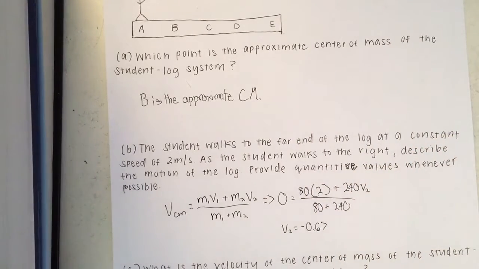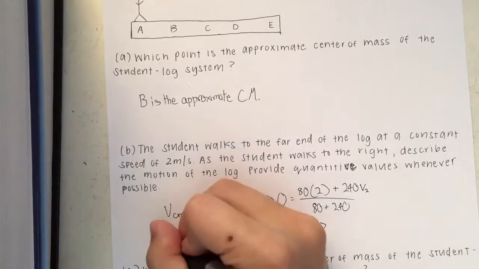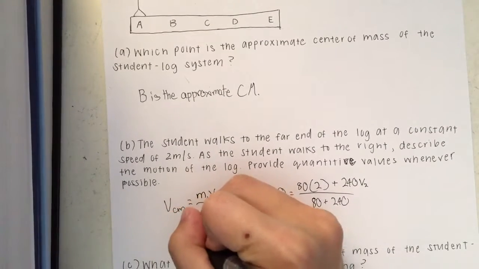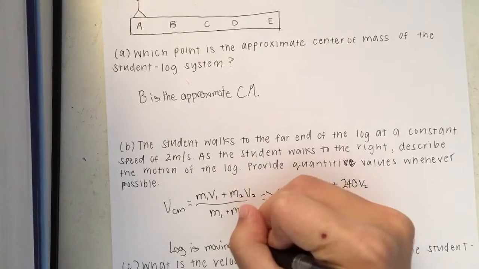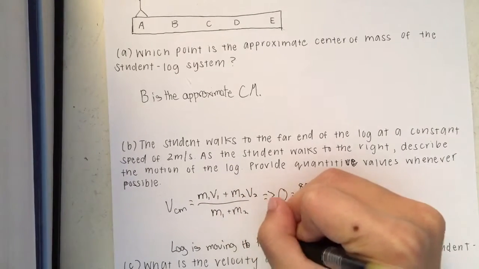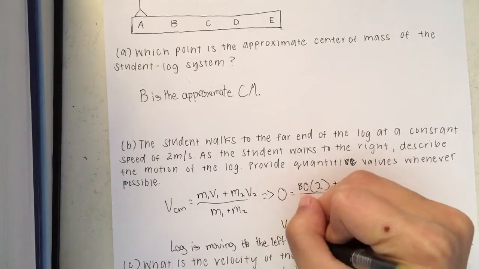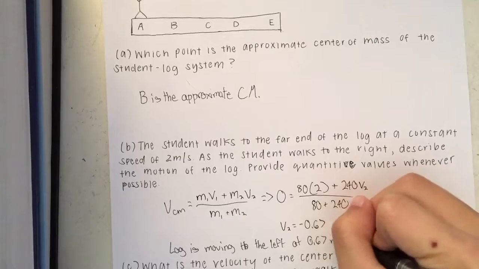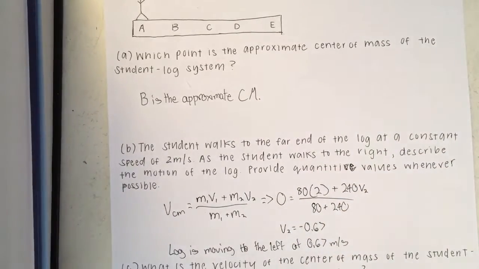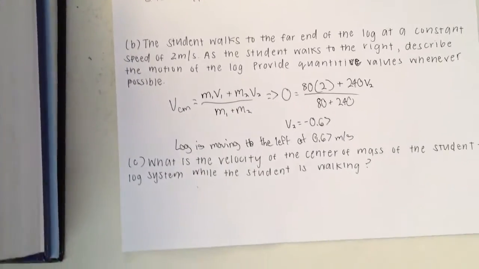So since we have negative 0.67, this means that the log is moving to the left at 0.67 meters per second.